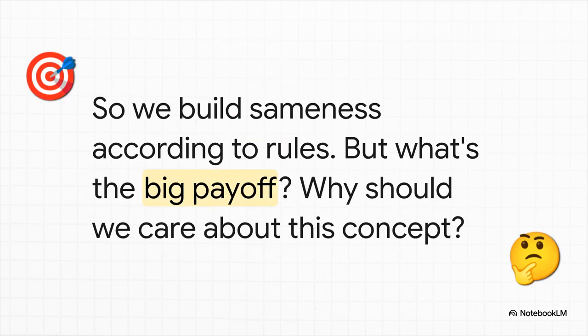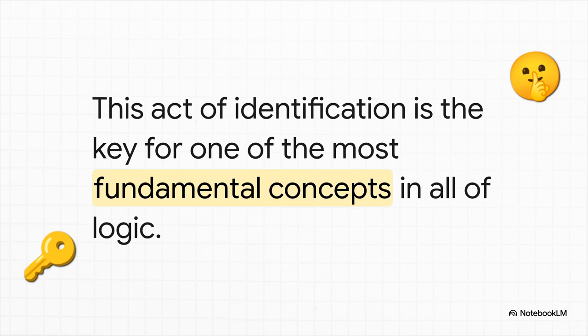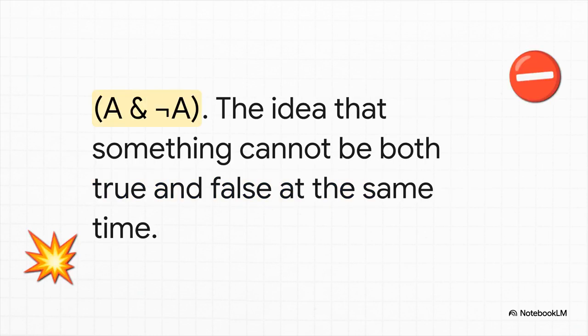Okay, so we're building sameness in our heads, and we're following these strict rules. But what's the big payoff here? Why should any of us care about this kind of abstract concept? Well, it's because this little act of identification we do is the hidden key, the secret ingredient for understanding one of the most basic principles of all of logic, something you use every single day. And that thing is this, the logical contradiction, the idea that something can't be both A and not A at the same time. A thing can't be a circle and not a circle simultaneously. It feels like the most obvious truth in the universe.